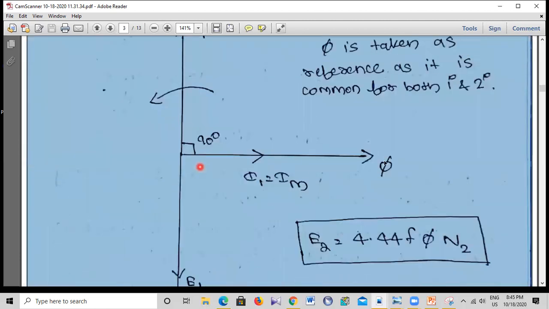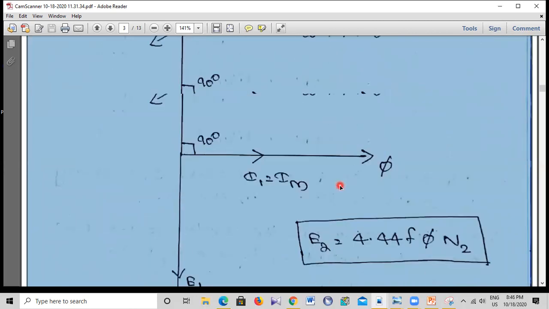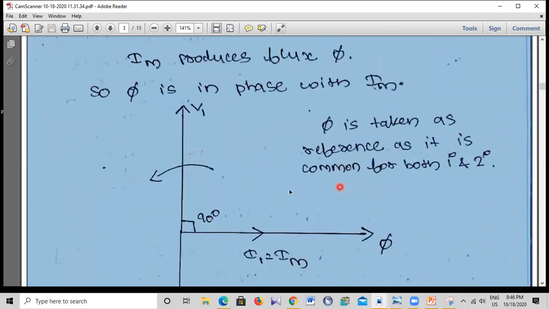So flux phi is taken as reference, and you know that the magnetizing current I1 is equal to Im, which is in phase with phi, in phase with the flux. And since the primary becomes purely inductive in an ideal condition, the current should lag the voltage. So this is going anti-clockwise. The current should lag the voltage by 90 degrees.